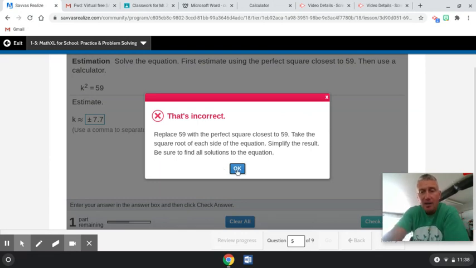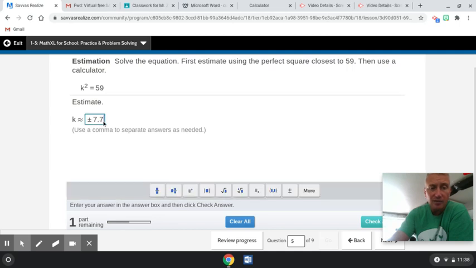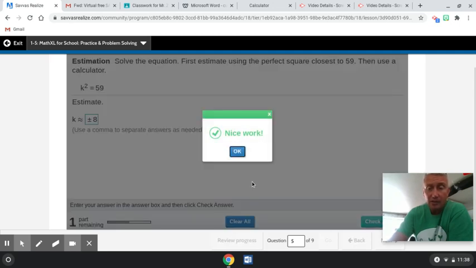And here's why. Because it said take the square root, simplify the result, be sure you find all of them. I believe they wanted us to put only first estimate using a perfect square, then use a calculator. We only want to estimate this to the nearest perfect square, which would be 8, since 7.7 is closer to 8 than it is to 7. So let's see if that's correct. There you go.